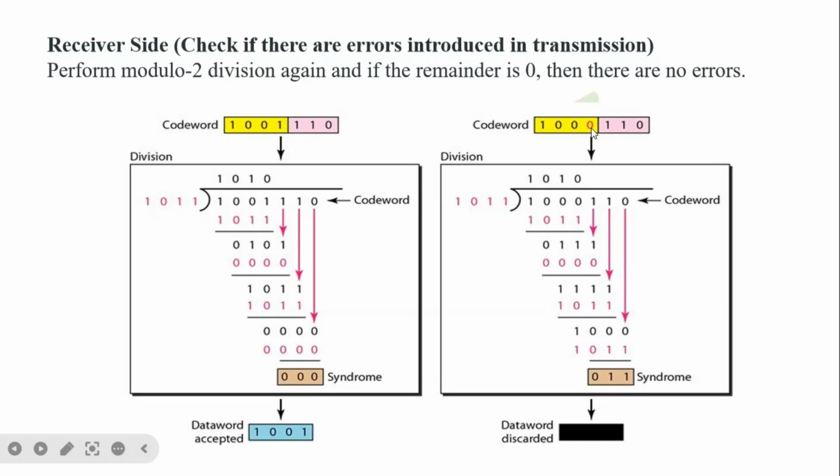But here, if you see, there is an error induced, there is some problem. Instead of 1, it has been received as 0. So there is an error. Once you apply the same division here, you end up with a nonzero syndrome. So the syndrome is present, so the data is corrupted, and hence the whole code word is discarded. So this is the main logic with CRC.